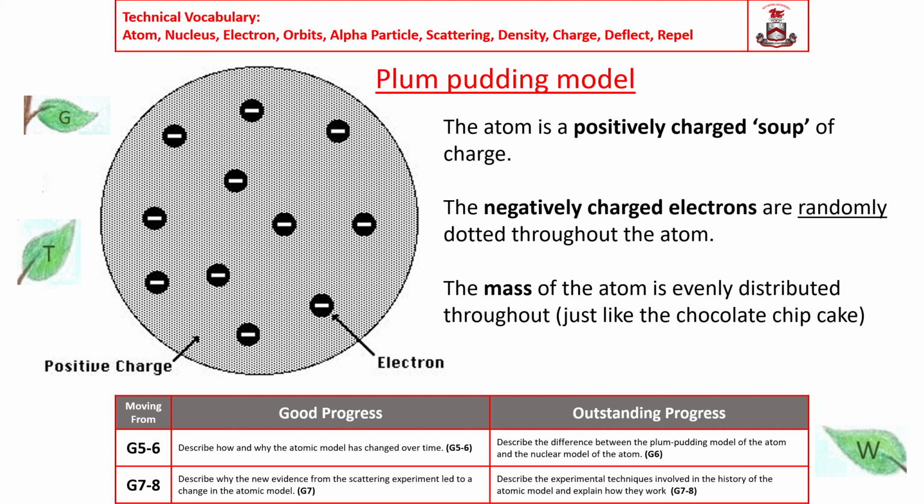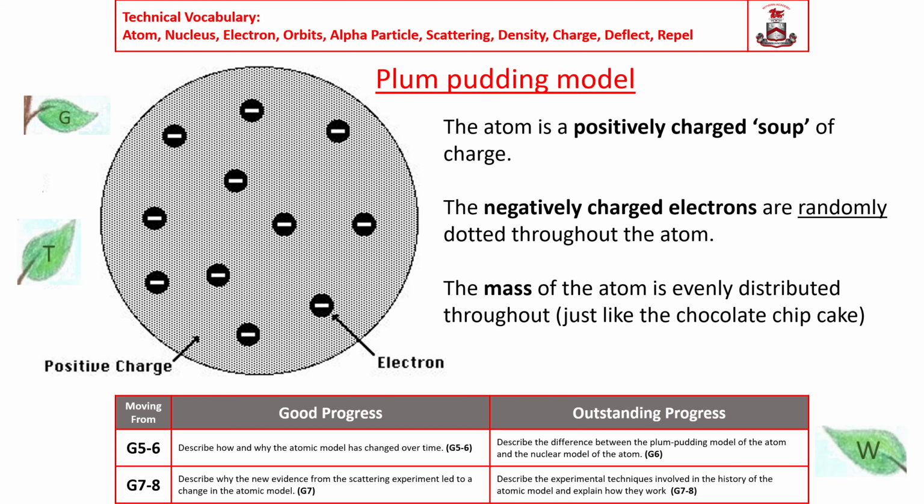Everything on this slide is pretty much what you need to know about the Plum Pudding model. 3 bullet points there. The atom is positively charged, and it's a soup. The negatively charged things are called electrons, and the mass is evenly distributed, and there's a diagram you'll have to be able to draw and label.